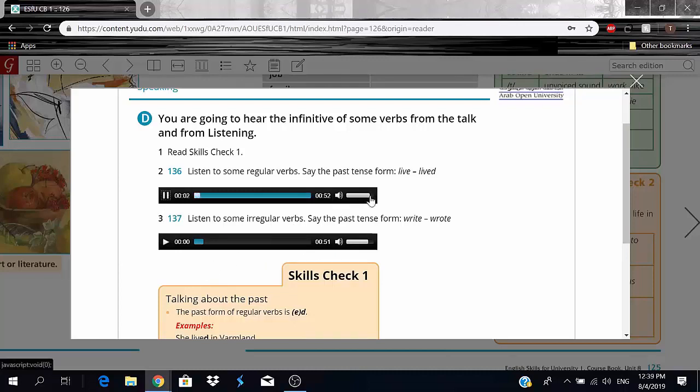136. Exercise D2. Listen to some regular verbs. Say the past tense form.